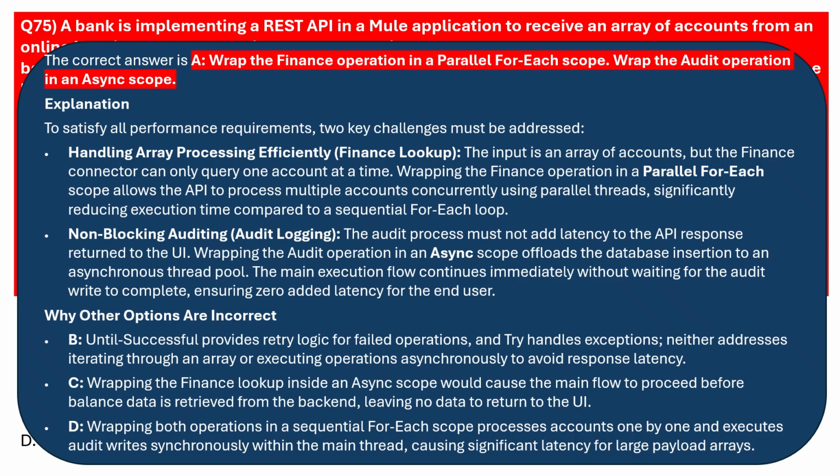Explanation. To satisfy all performance requirements, two key challenges must be addressed. Handling array processing efficiently. Finance lookup: the input is an array of accounts, but the finance connector can only query one account at a time. Wrapping the finance operation in a parallel for each scope allows the API to process multiple accounts concurrently using parallel threads, significantly reducing execution time compared to a sequential for each loop. Non-blocking auditing. The audit logging process must not add latency to the API response returned to the UI.